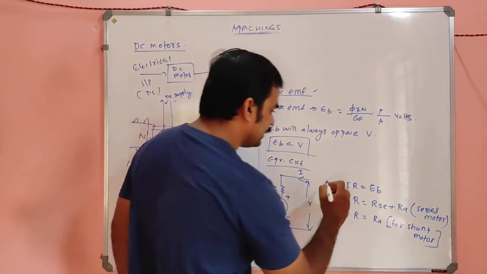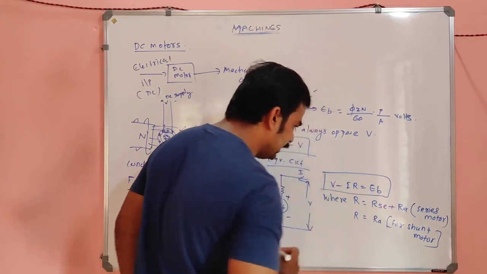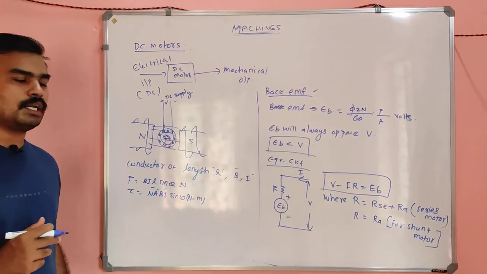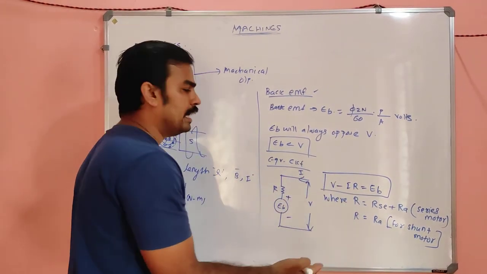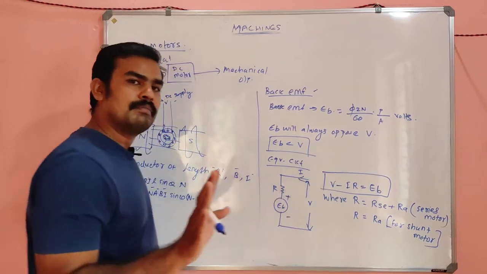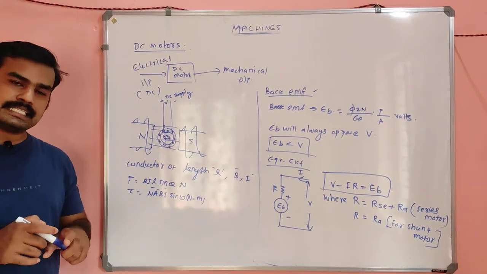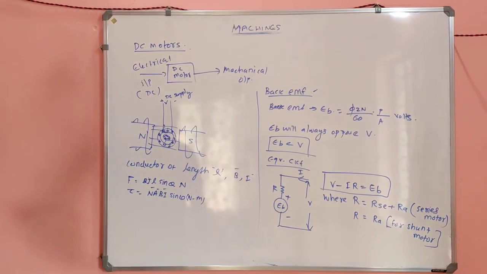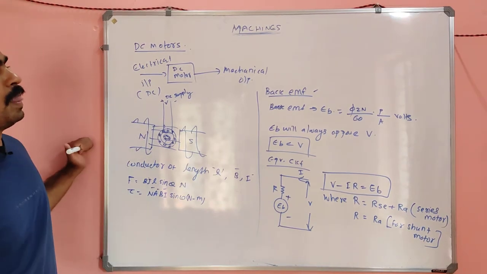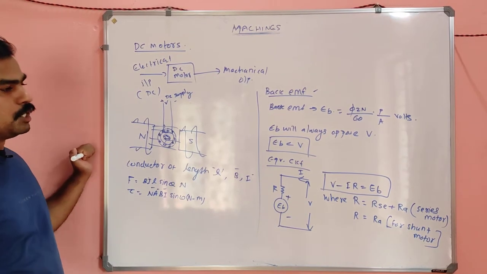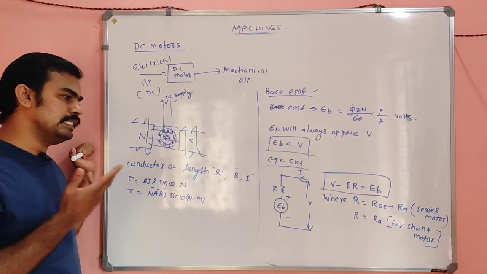So this is the terminal voltage equation, very, very important, my dear. V minus I into R equals EB. By simply looking at this equation, we can find that EB is always less than V. EB is always what, my dear? Less than V. Am I correct? Is it clear? So that is the equivalent circuit of the DC motor.